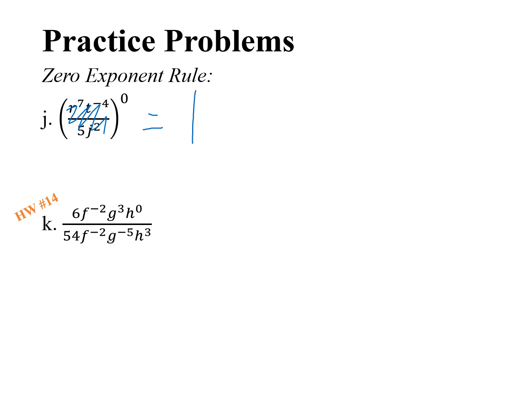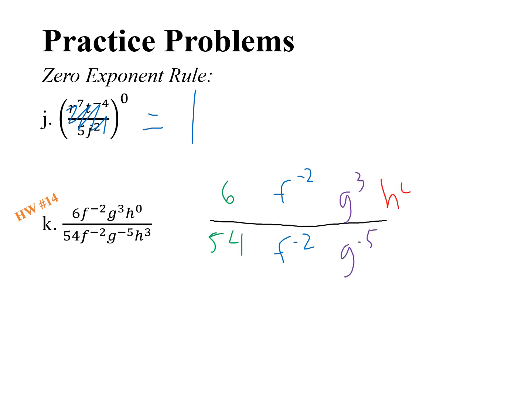I have 6f to the negative 2 over g to the third h to the 0 over 54f to the negative 2 g to the negative 5 h cubed. Well, what we're going to do here is, again, rewrite them out so they have a little bit of space so we can think about each piece. 6 over 54, f to the negative 2, f to the negative 2, g to the third, g to the negative fifth, and h to the 0, h to the third.